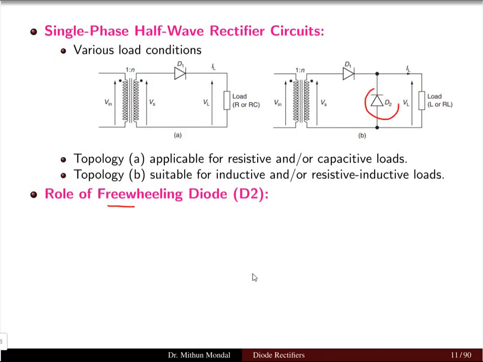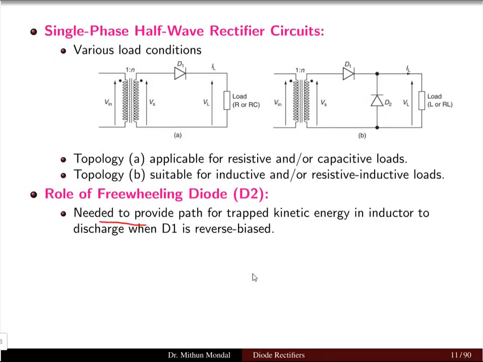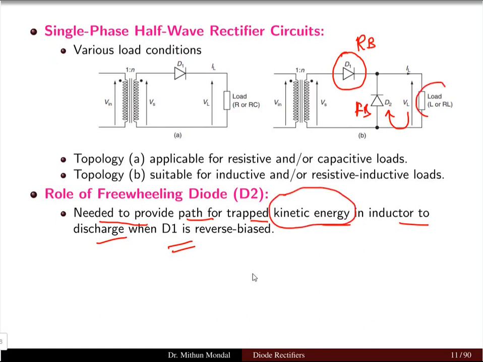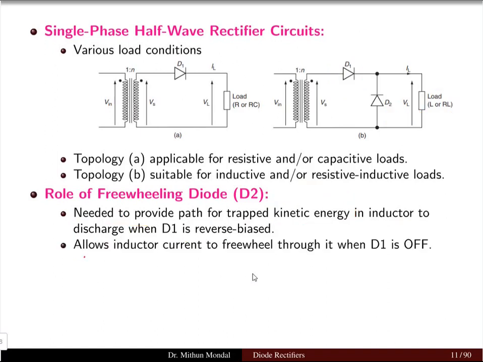The role of the freewheeling diode D2 is to provide a path for the trapped energy present in the inductor to discharge when D1 is reverse biased. So if the diode D1 is reverse biased, then the diode D2 will be forward biased. In that case, all the energy present in the inductor will be discharged. Second, it allows the inductor current to freewheel through it when D1 is off. So when D1 is reverse biased, the current will be circulating between the load and the diode D2.